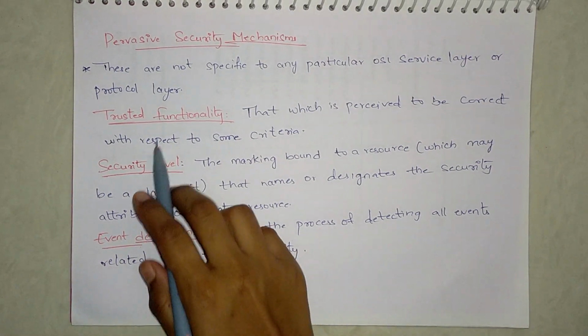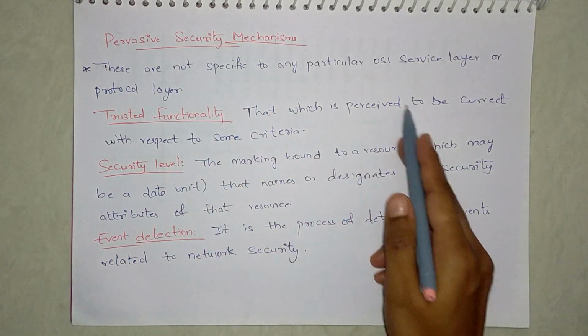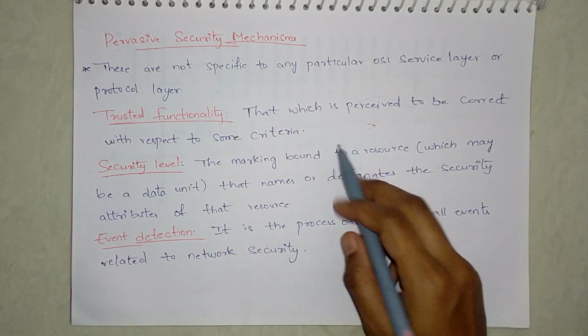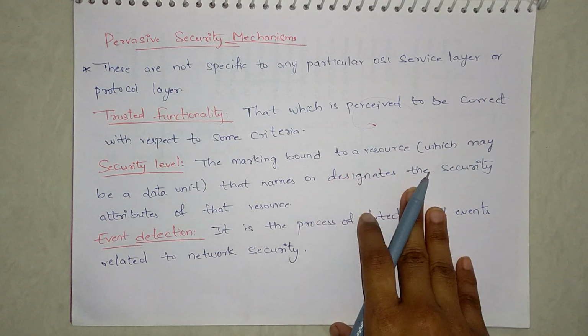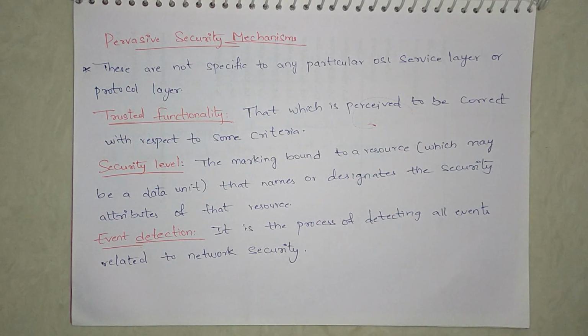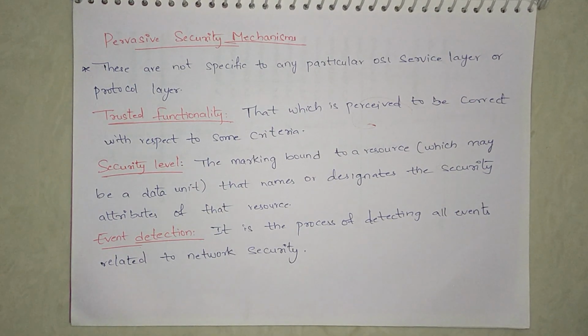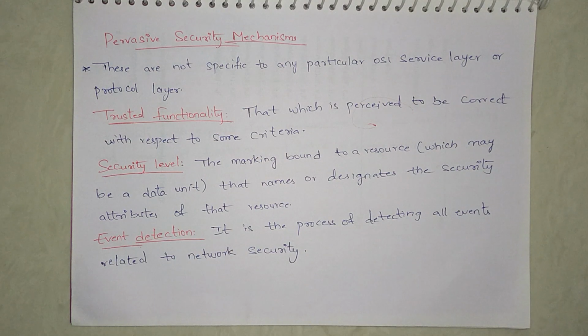Okay. First one is trusted functionality. This means the data which is being sent from the sender to the receiver will be correct with respect to some criteria. That means they'll use some criteria and make sure that the sender is the correct one and the receiver is the correct one. Next, the second one is security level.